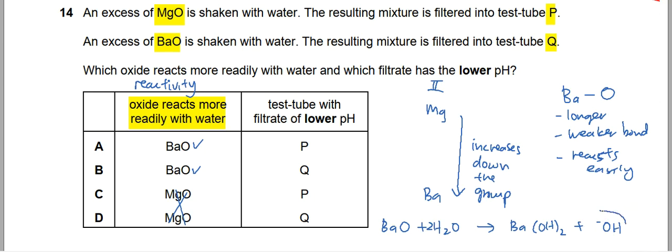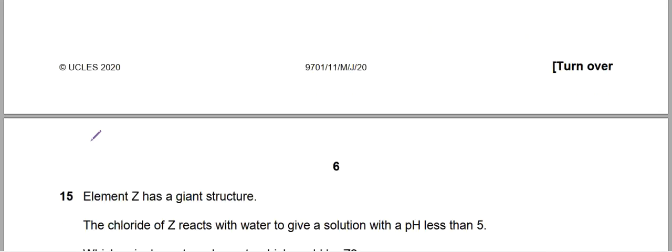So the more reactive, the more hydroxide it will form, so it will have a higher pH. Barium oxide is the Q, so we expect the Q to have the higher pH, so we expect P to have the lower pH. So the answer is A.